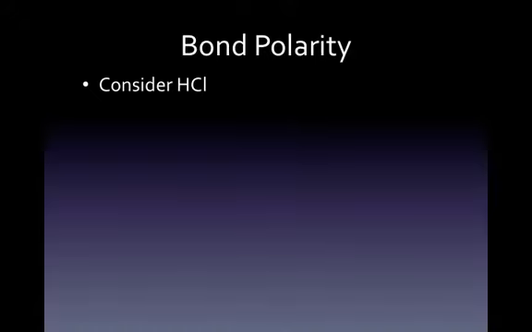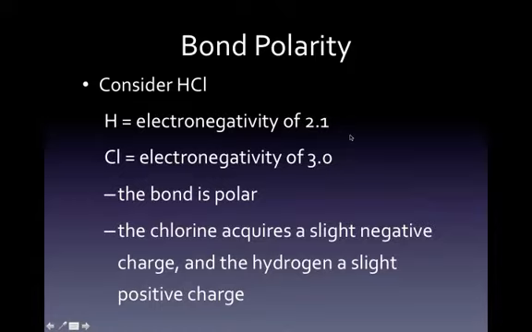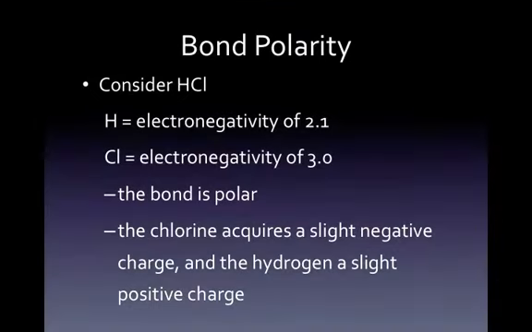Alright, so let's talk about a specific case. Let's look at HCl. Hydrogen has an electronegativity of 2.1. Chlorine has an electronegativity of 3. So, is the bond polar? Well, if we do 3 minus 2.1, we get a difference of 0.9. Okay, so if we look that up on the chart that we were just looking at, it would put us in the polar range. So we know that the bond is polar. And the chlorine is going to acquire a slight negative charge, and the hydrogen is going to acquire a slight positive charge.